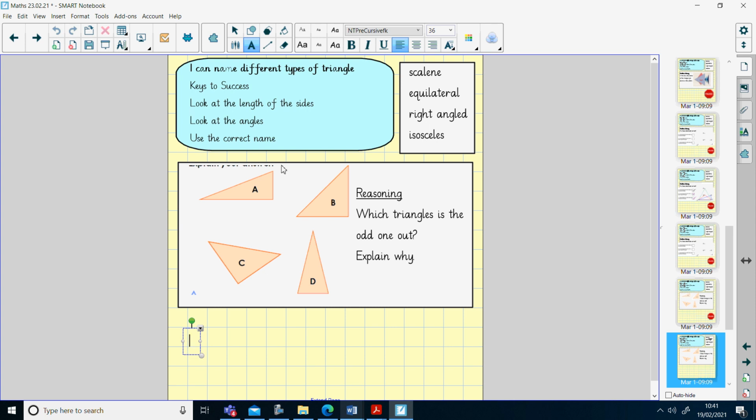So I think that A is a right angled triangle because it's got that very definite L shape. And I also think that B is a right angled triangle. I'm not sure about C at the moment because I can't see my L shape. And then D has got two very long sides that are the same and then a short side. So I know that D is an isosceles triangle. So let me look at C again.